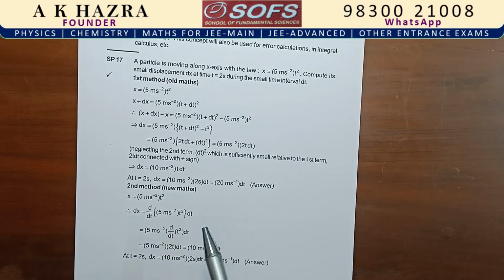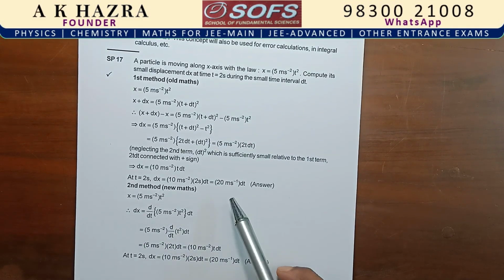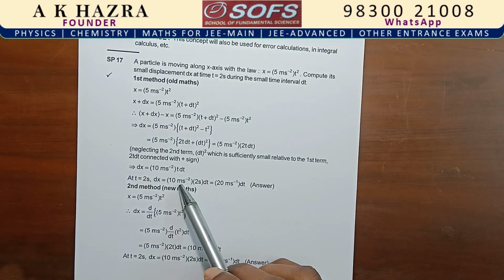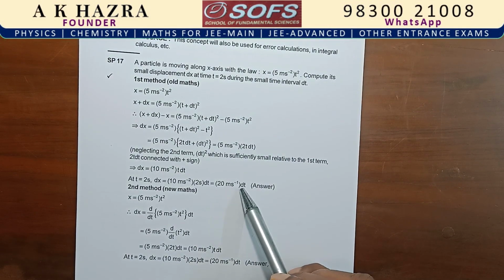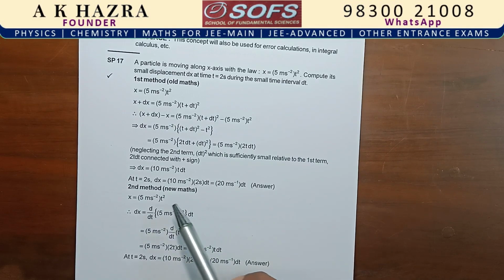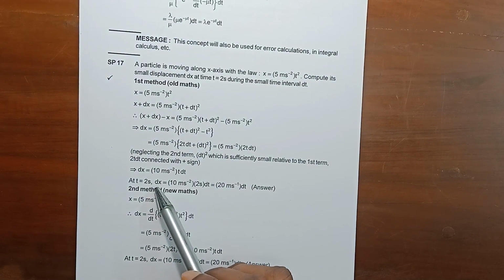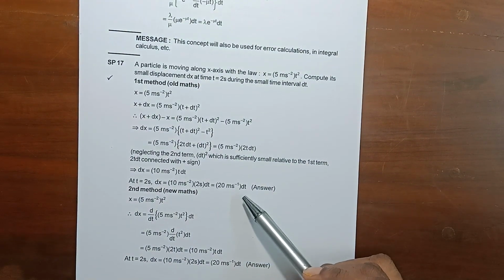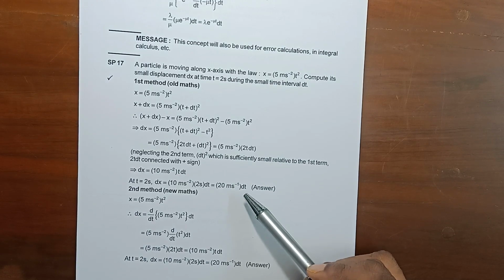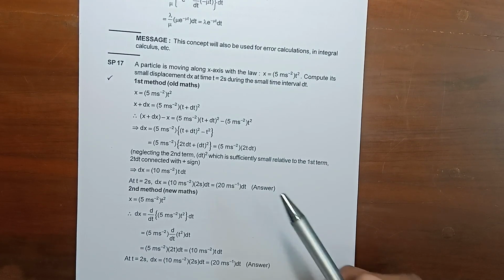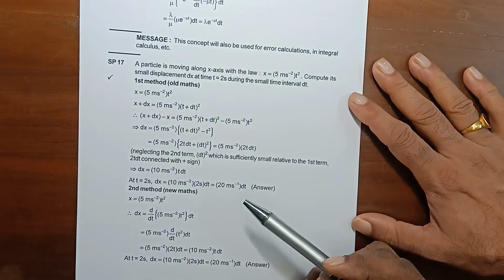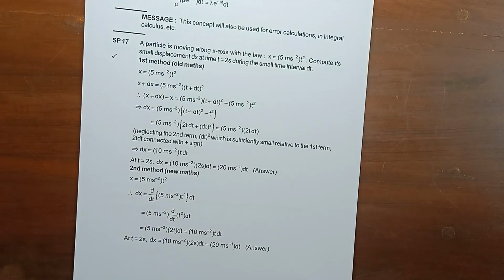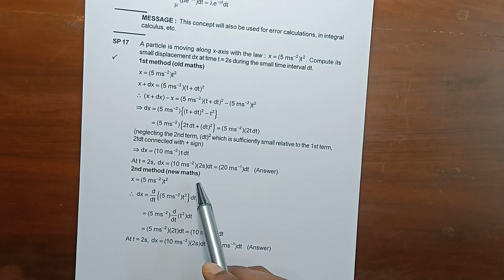You see the dimensional rearrangement also: meter per second square into second, so meter per second. So 20 meter per second dt, this is the answer. It is the small change of x, called dx, for the corresponding small change of time t, that is dt, when t is equal to 2 seconds. Similarly, you can calculate when t is equal to 3 seconds, when t is equal to 4.5 seconds and so on. Now you see the second method, the new maths, that is the concept of calculus.